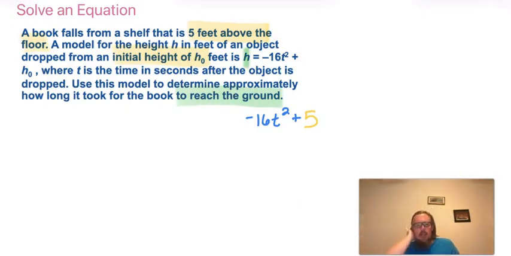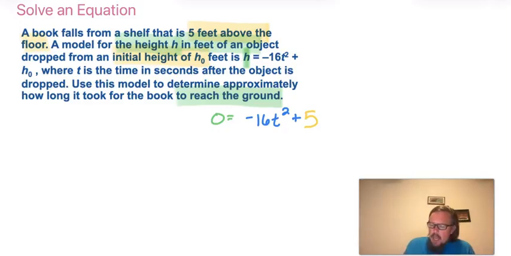H is the height of an object in feet, the height in feet of the object. So when is that going to be 0? Because 0 means it's on the ground. So this is pretty straightforward. We're just going to solve this for t.